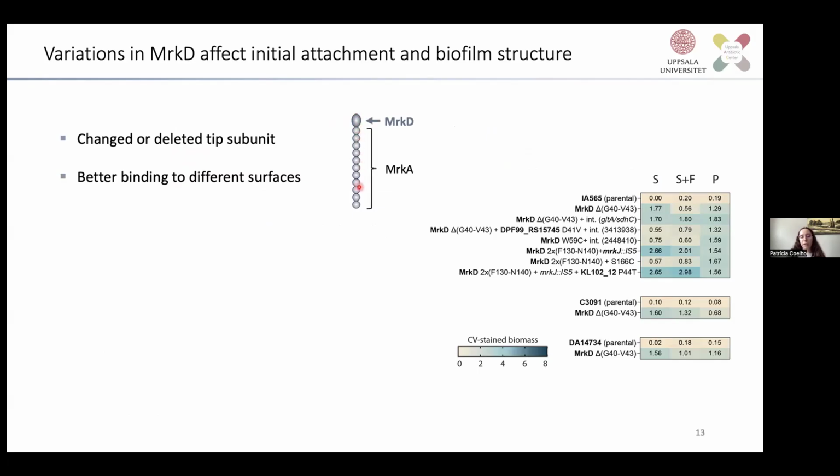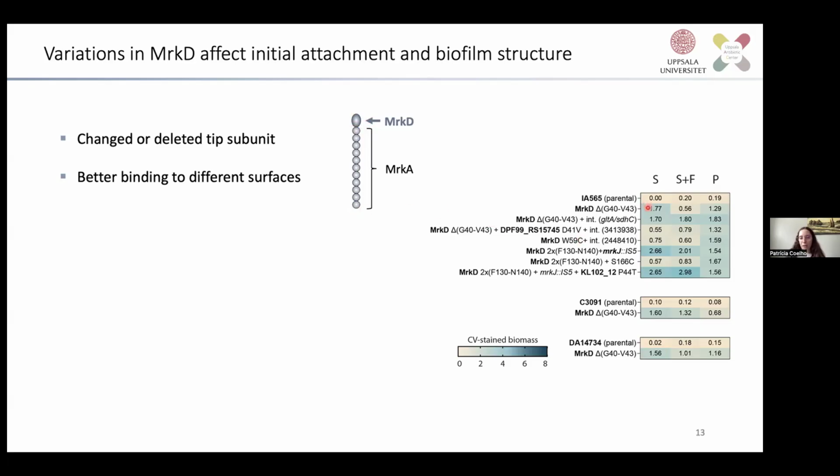And the reason for it is that the MRKD is responsible for binding to biotic surfaces, so biological surfaces like epitheliums and so on. But the MRKA, which is these subunits here, can also bind abiotic surfaces, so artificial surfaces like medical devices, implants, and so on. So it seems that if we are evolving these mutants in silicone-coated pegs or in plastic, they lose this tip to bind better to these types of surfaces that are not biological.